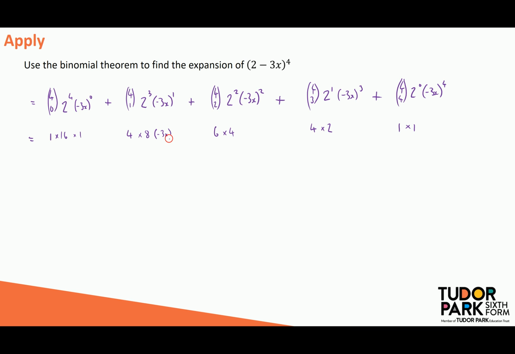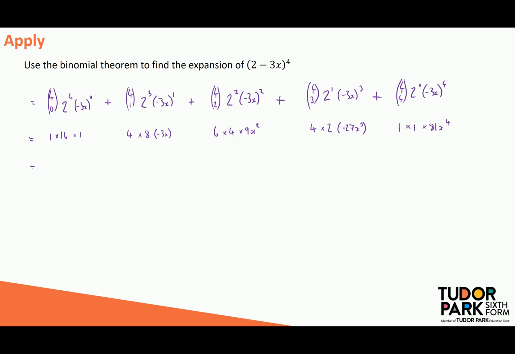I'm keeping that in a bracket because it happens to be negative. Minus 3x squared gives me 9x squared, being careful to put the square right the way through both terms. Again, it's another good reason for having brackets in here. Minus 3x cubed gives me minus 27x cubed, and finally minus 3x to the power of 4 gives me 81x to the power of 4.